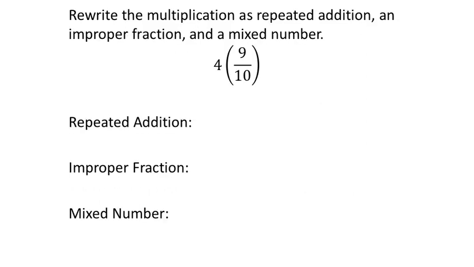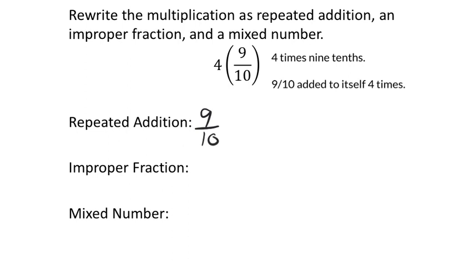So this one, we're going to rewrite as repeated addition. This is 4 times 9/10. That is really the same as taking 9/10 and adding it to itself 4 times. Again, it'd be like 4 groups of 9/10. So the repeated addition would have the 9/10, but you would have to add it to itself 4 times. So there's 2, 3, 4, boom. So that's 9/10 added to itself 4 times.